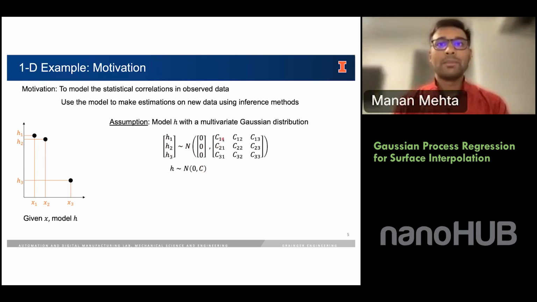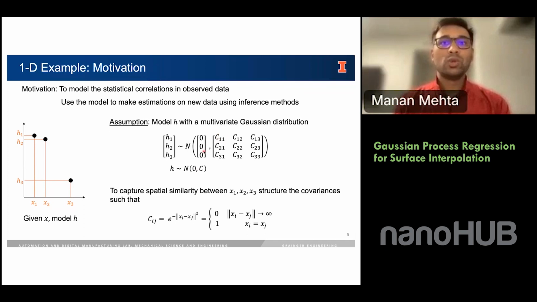Now the question becomes, how do I model this covariance matrix, or how do I model these individual covariances C_ij? There is this notion of spatial similarity in interpolation, where we want to say that points that are closer to each other are more correlated as compared to points that are further away from each other. This covariance is exactly what measures the strength of that correlation. And so we can represent the covariance C_ij using an expression roughly like this, which is an exponential of the negative distance squared, where this C_ij goes to 0 as the distance between x_i and x_j increases, or they move further and further apart.